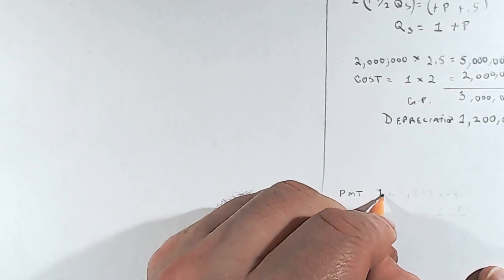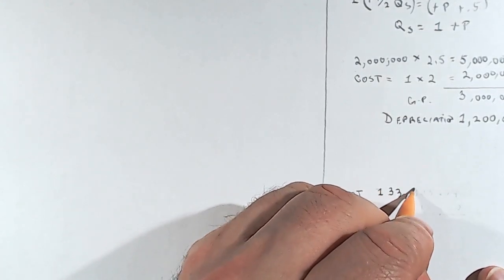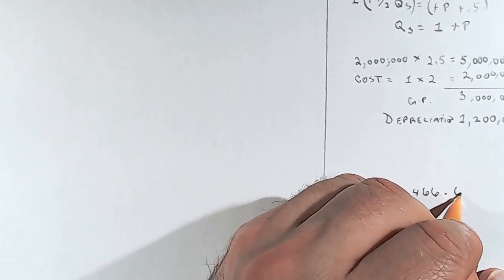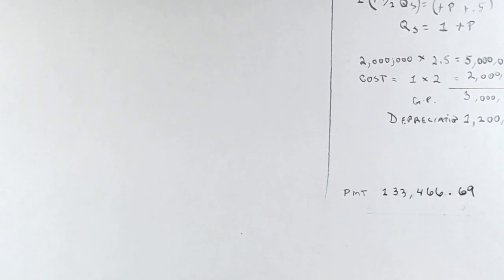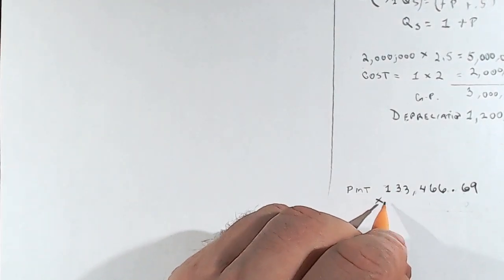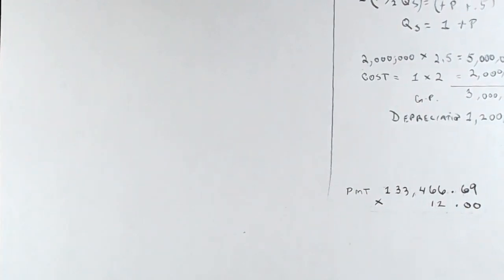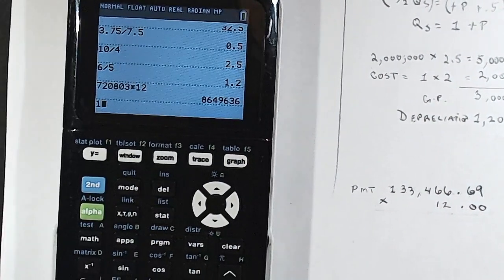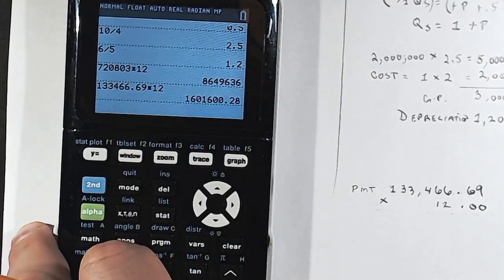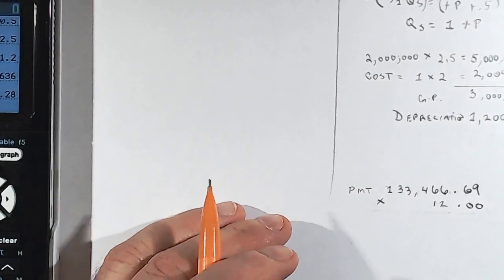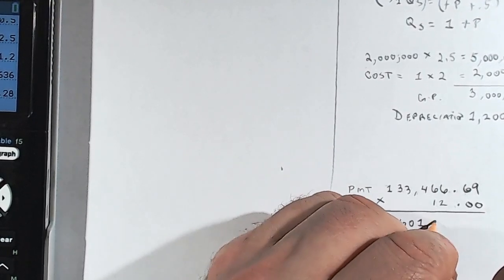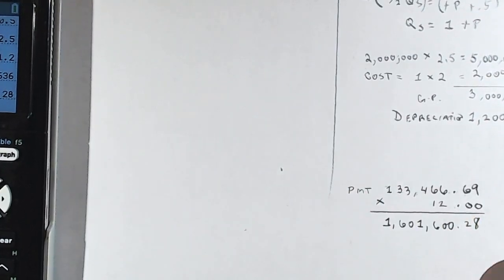$133,466.69. And that's per month. So per year, what is that? Now we multiply this times 12. We do 133,466.69 times 12. That's $1,601,628. We're going to be paying on that loan.